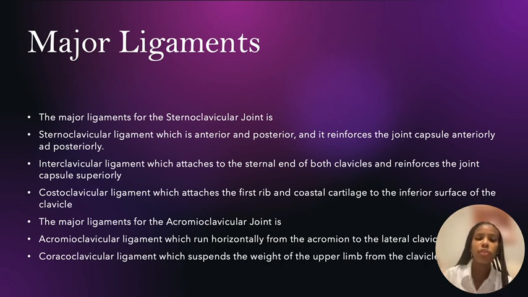The major ligaments for the acromioclavicular joint are the acromioclavicular ligament, which runs horizontally from the acromion to the lateral clavicle, and the coracoclavicular ligament, which suspends the weight of the upper limb from the clavicle.